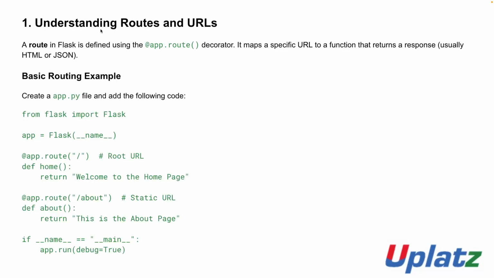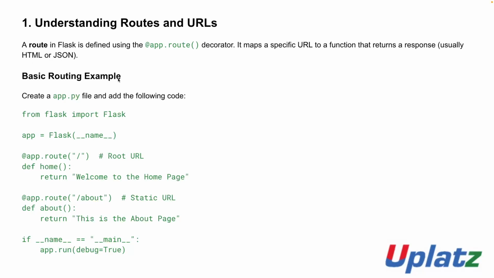Number one, understanding routes and URLs. A route in Flask is defined by using the app.route decorator. This is a decorator, as I told you in the previous lesson. It maps a specific URL to a function that returns a response, usually HTML or JSON.